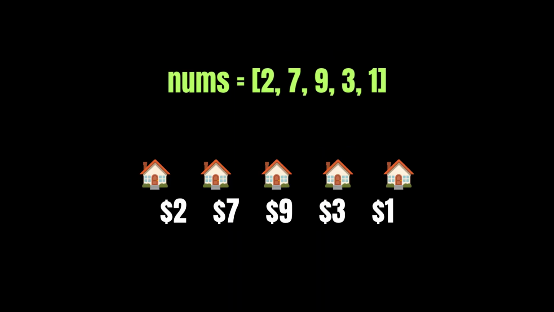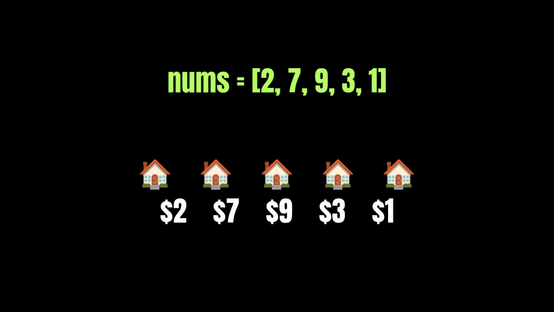We are given a row of houses and each house contains some amount of money. Our goal is to rob the maximum amount of money possible. But there is one rule. We cannot rob two adjacent houses. So if I rob one house, I have to skip the house immediately next to it.